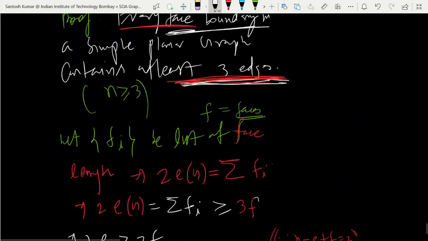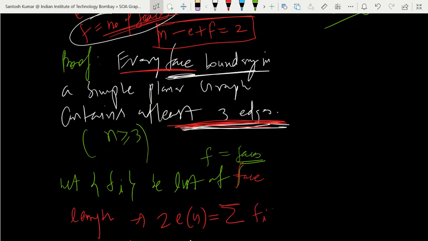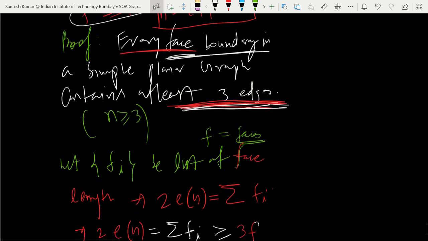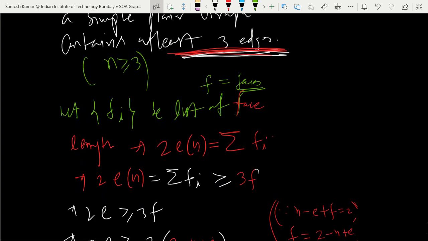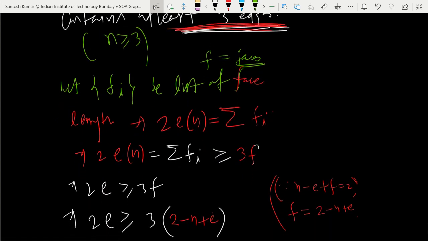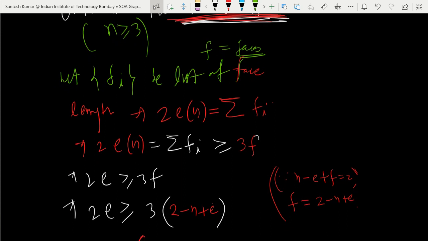Since it was a simple planar graph with at least 3 vertices, it will have at least 3 edges in each face. So the total sum of face lengths will be more than or equal to 3f. F is the number of faces, and at least 3 is going to be the length of each face.